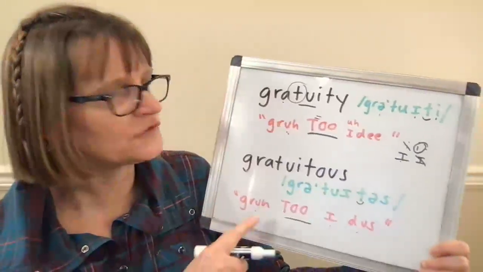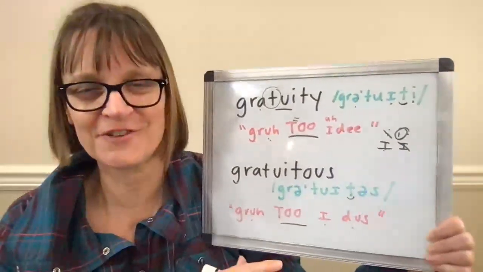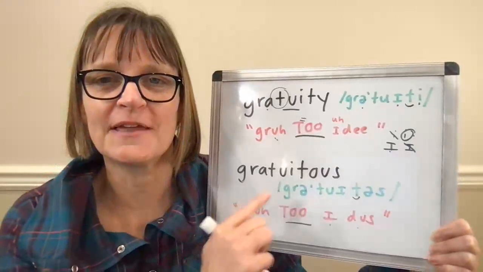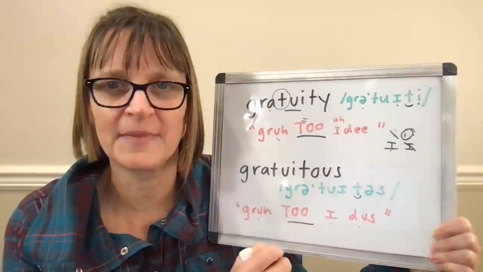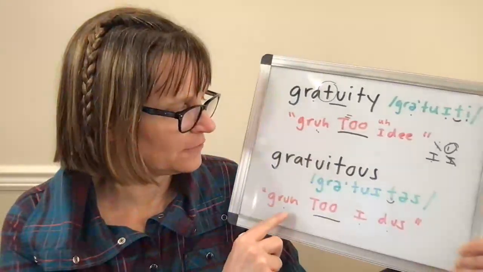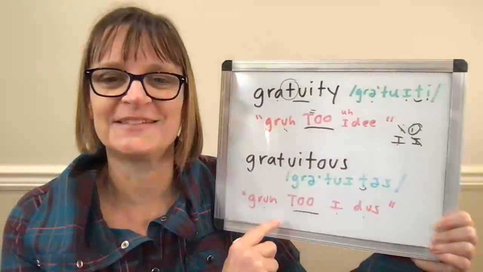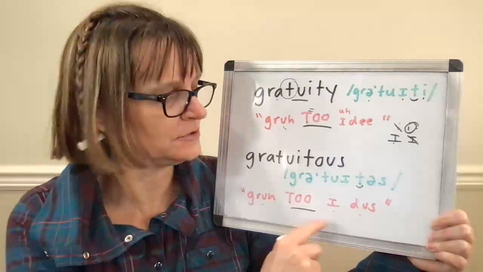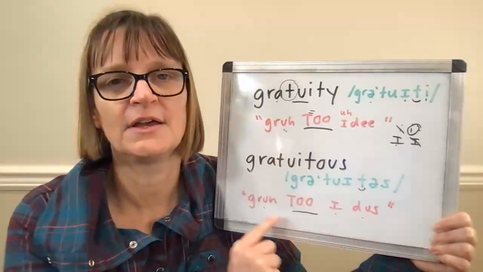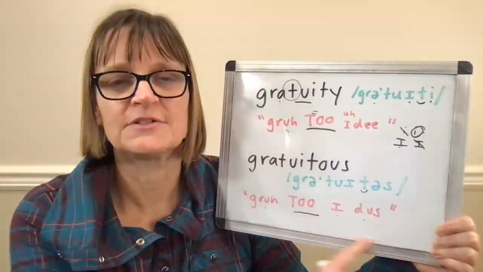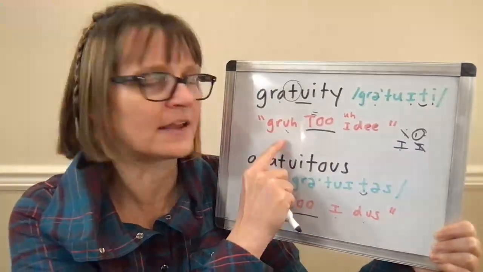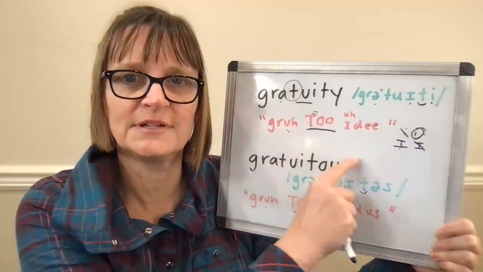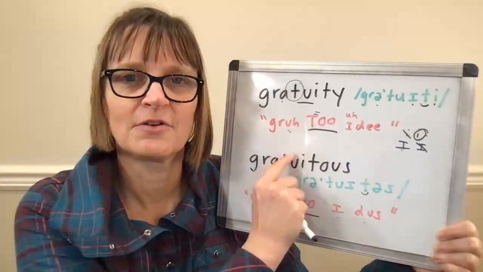Okay, if you have trouble with either of these words, another strategy you can try is to break them down slowly, syllable by syllable, and then speed them back up. In this case, for gratuitous, that would sound like gratuitous, gratuitous, gratuitous. And for gratuity, it would sound like gratuity, gratuity, gratuity.